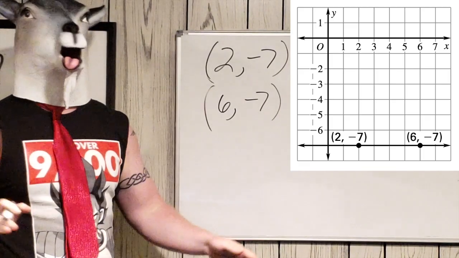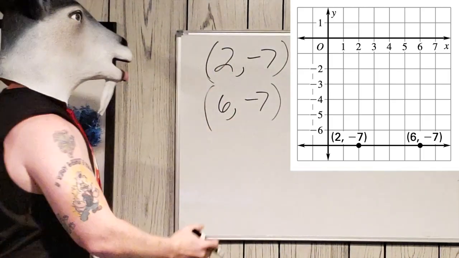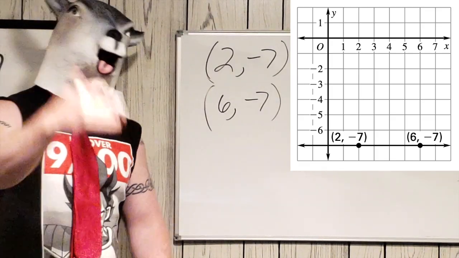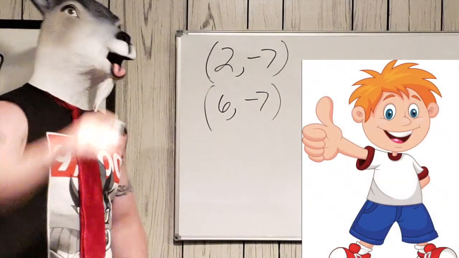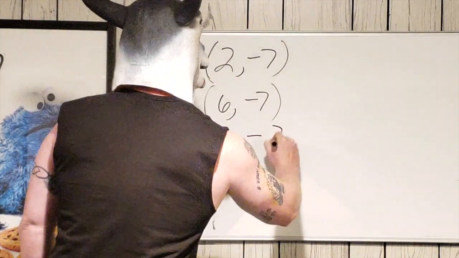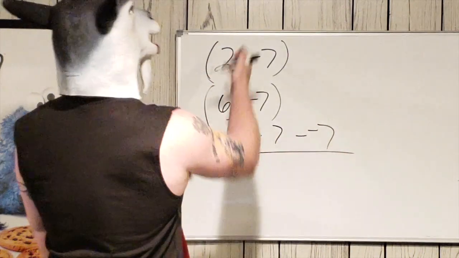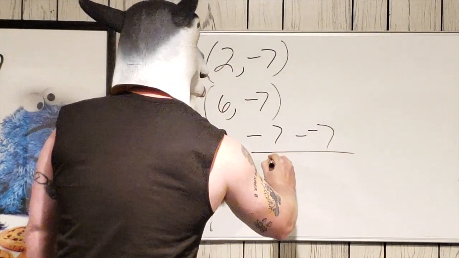You don't have to do the math. Right. I'm going to show you, but you ain't got to do it. Right. If the y's are the same, just put 0 and move to your next question. All right, let me just show you why real quick. All right, so we got negative 7 minus negative 7. All right, and then that goes over the 2 minus 6.